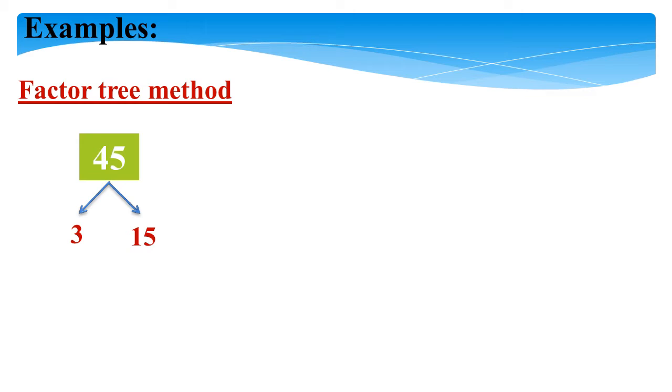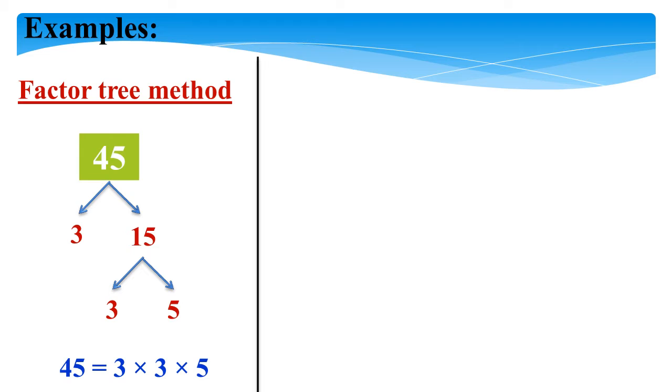So, we again break it into factors. We can write 3 times 5 for 15. Here, we get two prime numbers. So, finally, we get the prime numbers 3, 3 and 5. Therefore, 45 equals 3 times 3 times 5.